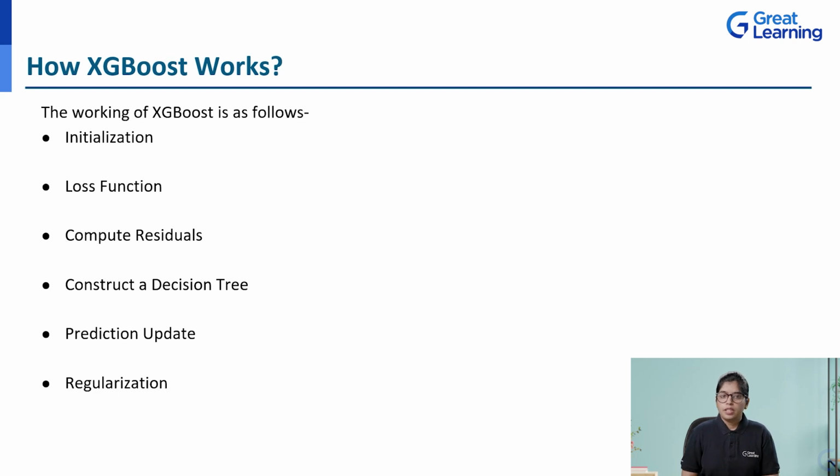The next step, before the prediction update, is to construct a decision tree. We create multiple decision trees in XGBoost. A decision tree is constructed to correct the mistakes made by the previous tree, so it is a flow. The tree is constructed using the features of the data set, and the depth of the tree is controlled by hyperparameters. After computing the residuals, we construct these trees just to correct the mistakes made by the previous tree.